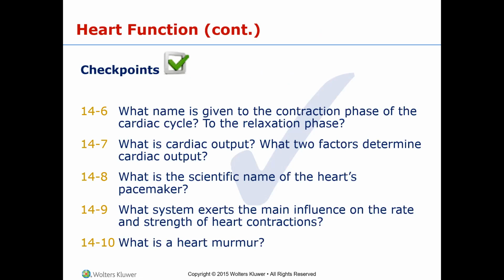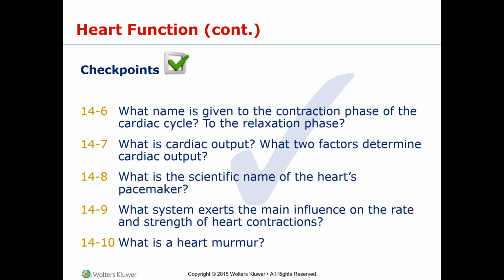So what's the name that's given to the contraction phase of the cardiac cycle? And of course, that would be systole. The relaxation is diastole. What is the cardiac output? And remember that is determined by two things: the heart rate multiplied by the stroke volume. And then what's the scientific name for the heart's pacemaker? That's the sinoatrial node.